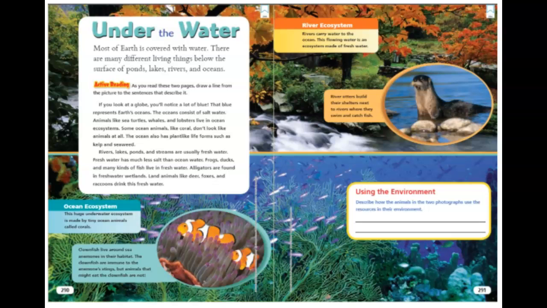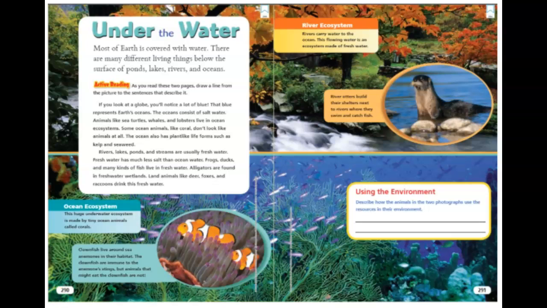Animals like sea turtles, whales, and lobsters live in ocean ecosystems. Some ocean animals, like coral, don't look like animals at all. The ocean also has plant-like life forms such as kelp and seaweed. Rivers, lakes, ponds, and streams are usually fresh water. Fresh water has much less salt than ocean water. Frogs, ducks, and many kinds of fish live in fresh water. Alligators are found in freshwater wetlands. Land animals like deer, foxes, and raccoons drink this fresh water.